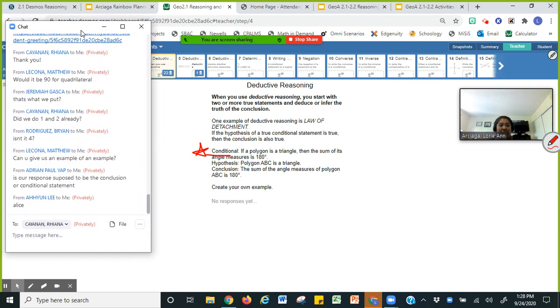Is our response supposed to be the conclusion? No, Adrian, your response is to have a true statement, and then you apply it to a specific example, and then you write down the conclusion.